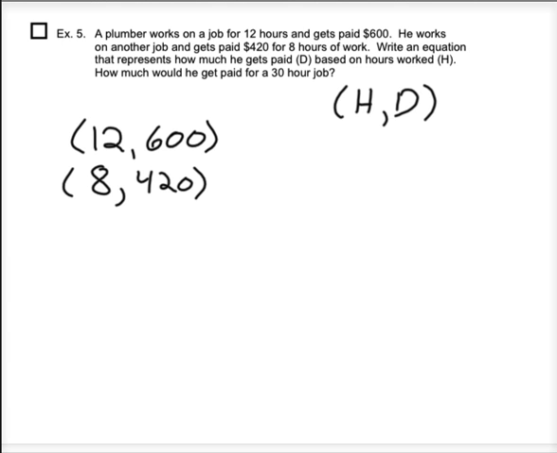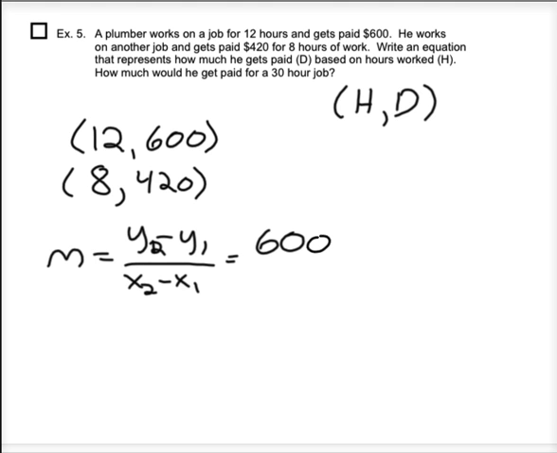So how do we create an equation to represent this? Well, to use a point slope equation, don't forget, we need to find our slope first. Now, because it's not given, that means we actually have to find it ourselves. So I'm going to use our slope equation. And again, just to remind you, y2 minus y1 over x2 minus x1. So we're going to subtract our 2 y values, 600 minus 420, and subtract our 2 x values.